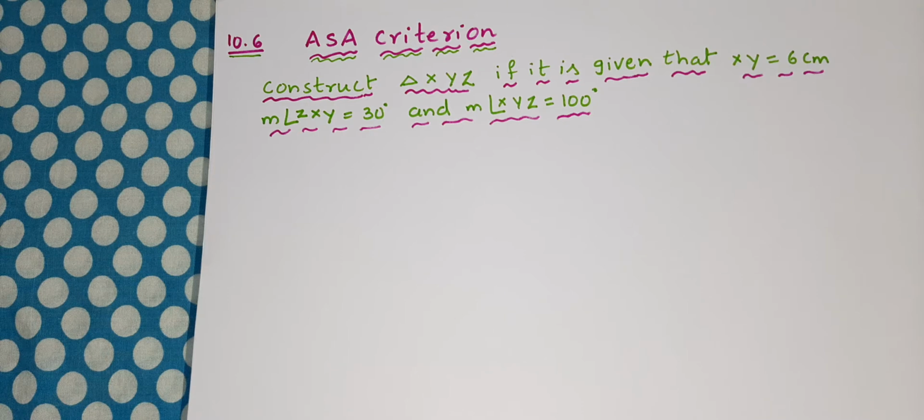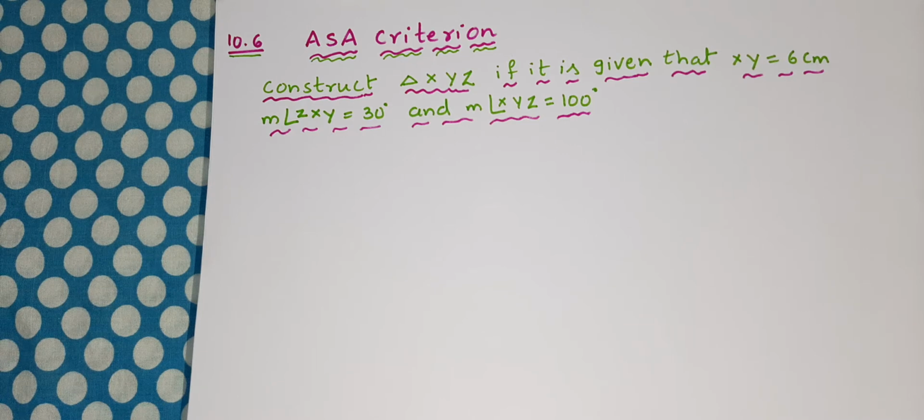We are continuing our chapter practical geometry. In the previous session, we already discussed the SSS criterion as well as the SAS criterion. By using those two criteria, how to construct a triangle, we already completed. Now today we are going to construct one more triangle by using the ASA criterion.